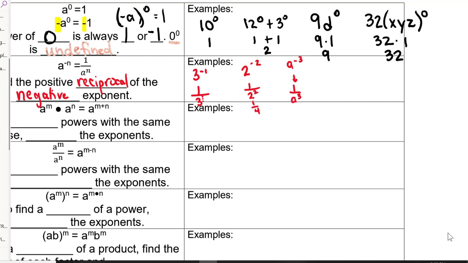We could have a over b to the -4th. So the reciprocal of that, we're going to send this negative exponent across the fraction bar line. And then that means everything is the numerator. So a b to the 4th.